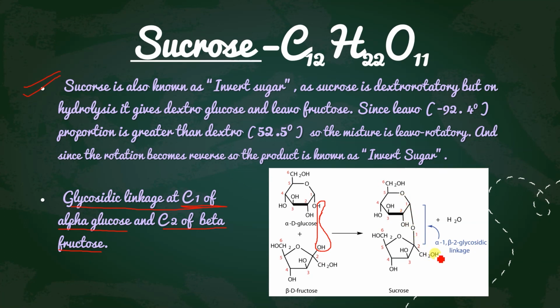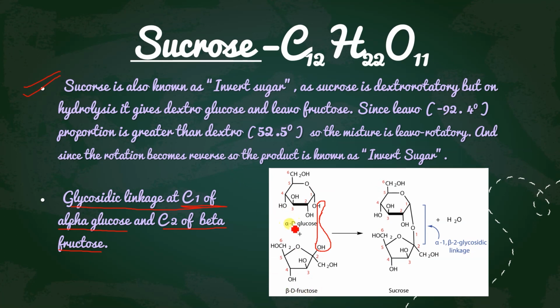So this is the linkage. This is also called a 1,2 glycosidic linkage. In sucrose there is a 1,2 glycosidic linkage, and this is the oxide linkage, you can say. So here it is sucrose. I hope it is clear. This is alpha D glucose, and this is beta D fructose.